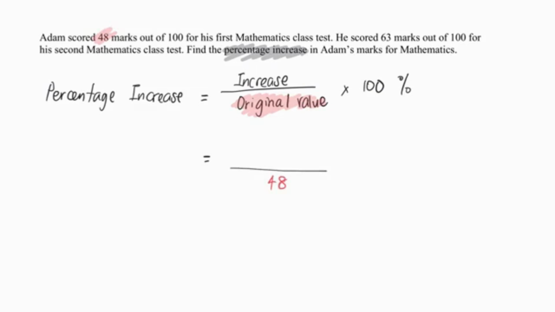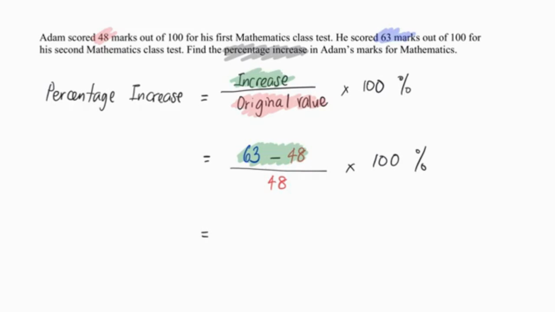And after the first mathematics test, he scored 63. So what would then be the increase? Yes, we must now find how much has this improved, right? So it's 63 minus 48. This will be the increase. After which, I still have to multiply by 100% because that is where we will get our percentage.